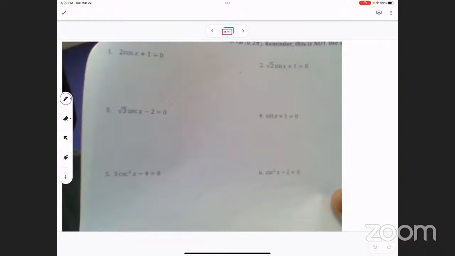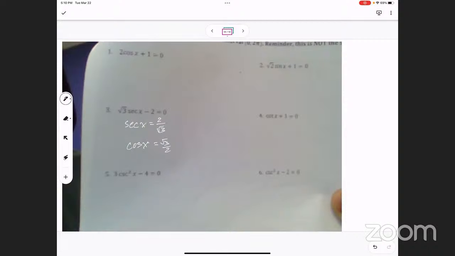Number 3? Yeah. So number 3, we're going to first add 2 and divide by root 3. Okay, now here's the trick. Now flip the secant. If you flip the secant, what do you get? 1 over cosine. So if you flip both sides, you're going to get cosine, right? That's all you got to do.